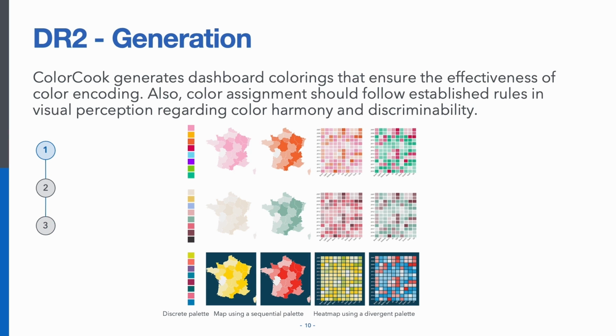To generate dashboard colorings based on a selected palette, we also followed a three-step procedure. ColorCook first extends the discrete palette to sequential or divergent palettes based on data types. Here, discrete palettes can be used to encode qualitative values, each representing a distinct category. Sequential palettes can be used to encode quantitative values, while divergent palettes can be used to encode quantitative values with a midpoint, such as 0.